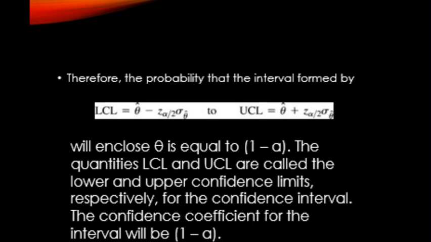So if 1 minus alpha is 0.95, then it's a 95% interval. So we can use this generalized format for specific parameters. We can replace the theta hat with x bar and sigma theta hat with the standard deviation or standard error for the sampling distribution of the mean, and that will give us the confidence interval.